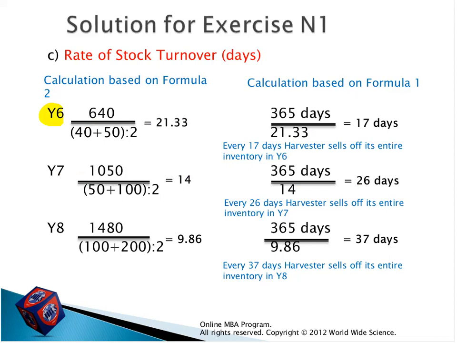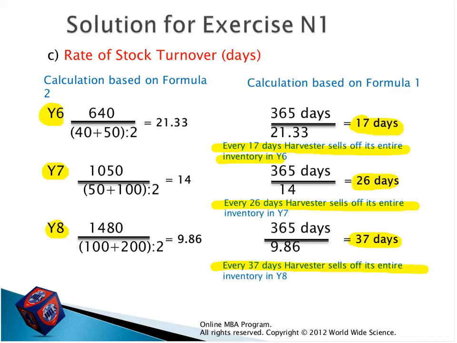And the result we have for year 6 is 17 days, which means every 17 days our vessel sells its entire inventory in year 6. So that means every 17 days the company sells its inventory. In year 7, the result comes to 26 days. Every 26 days, our vessel sells its inventory. And in year 8, the result is 37 days. That means every 37 days the company sells its inventory.